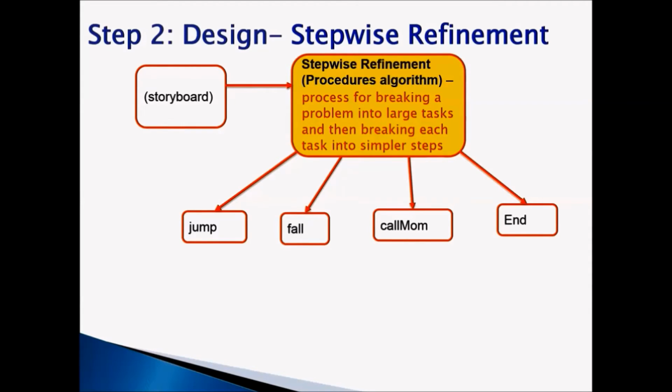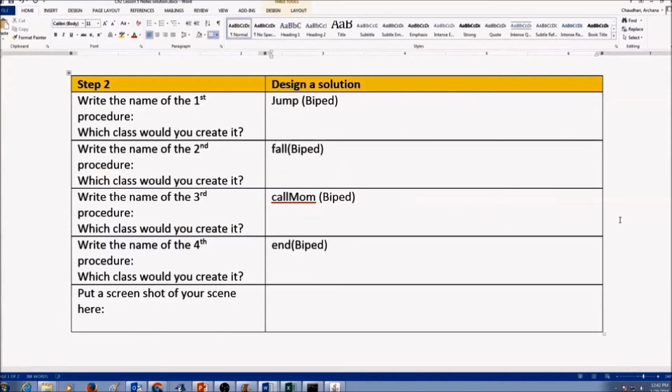Go to your notes, and in step 2, design, write down the name of the 4 procedures that you will be creating. Now this is what my step 2 design a solution procedures would look like. Write the name of your first procedure, that is jump. Which class would you create it in? Since monkey is a biped, I would create it in a biped class. Name of my second procedure is fall. And which class would you create it in? Biped.